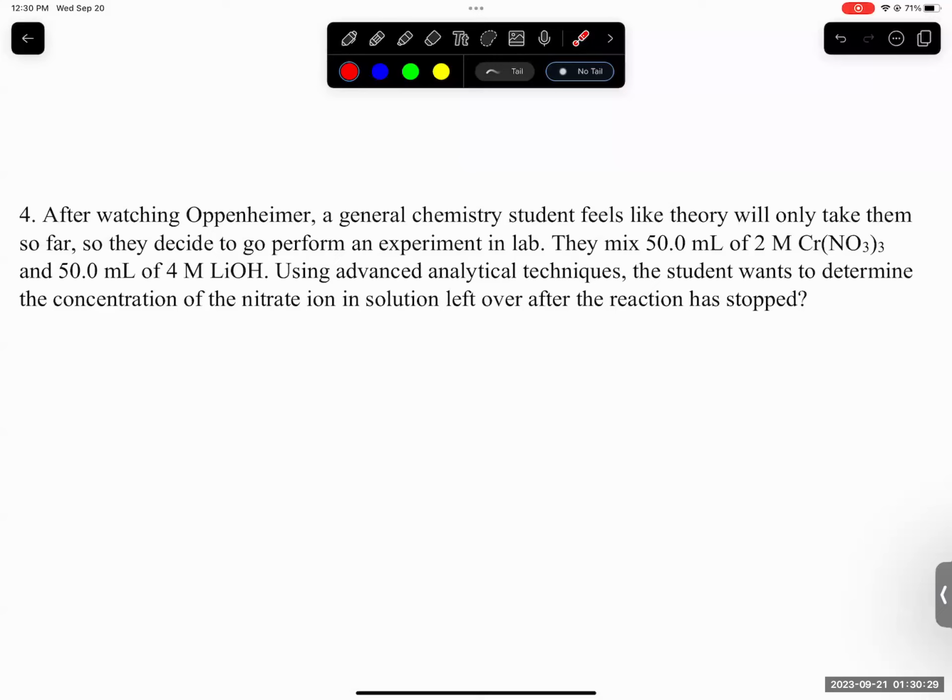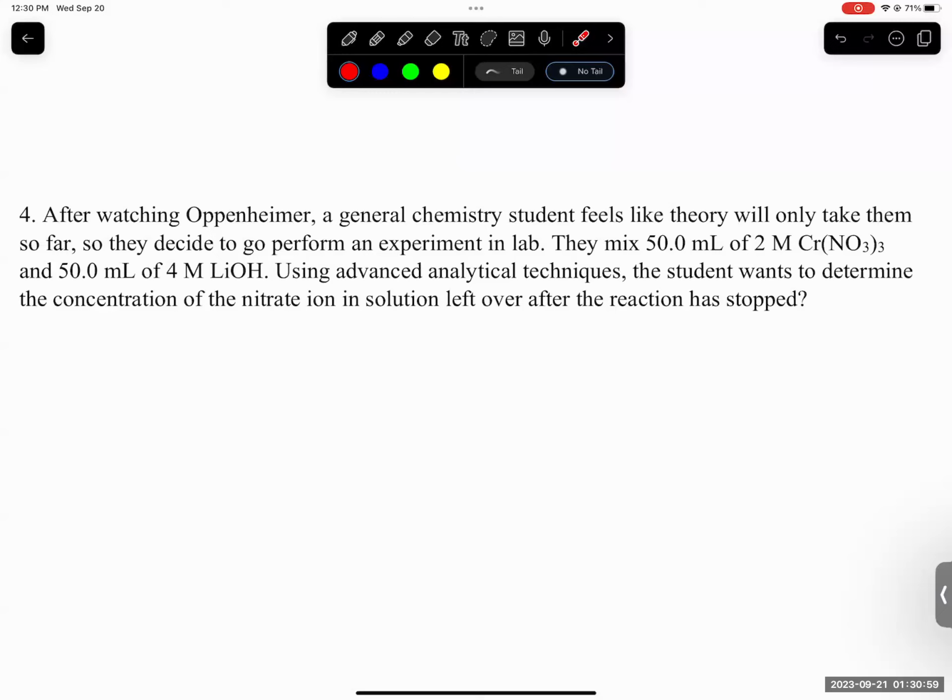After watching Oppenheimer, the general chemistry student feels like theory will only take them so far. So they decide to go perform an experiment in the lab. They mix 50 milliliters of 2 molar chromium(III) nitrate and 50 milliliters of 4 molar lithium hydroxide. Using advanced analytical techniques, including a calibration plot with a sensitivity of 0.5, the student wants to determine the concentration of nitrate ion in solution left over after the reaction stops.